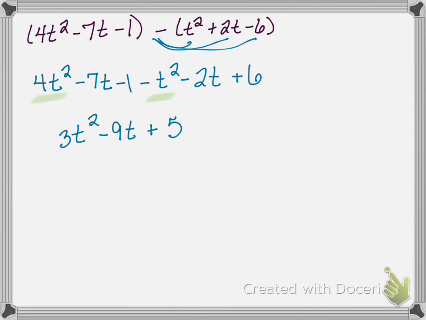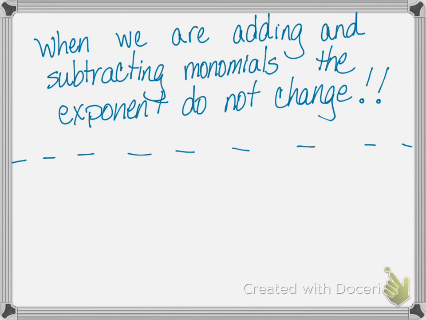Okay, let me tell you about where students make their mistakes. When we are adding and subtracting monomials, the exponents do not change. When we are adding and subtracting, it's the coefficient, the number in front, that changes. That's where students mess up: they start adding and subtracting exponents. But when we are adding and subtracting monomials, they do not change.